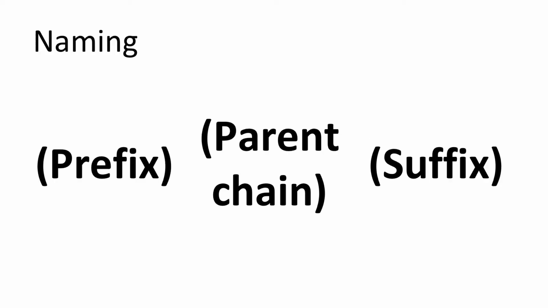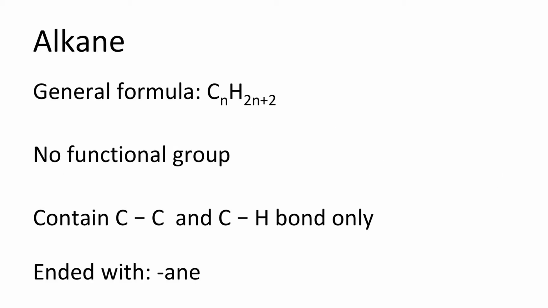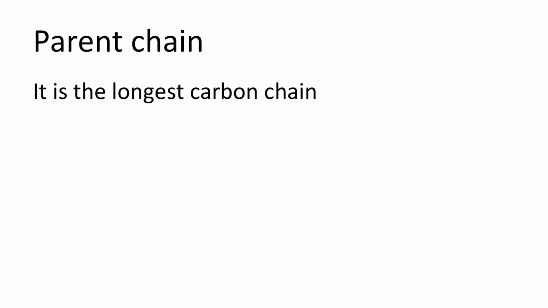Today we are going to study the naming of alkane. For the naming, it mainly contains three parts: prefix, parent string, and suffix. Take alkane as example. The general formula for alkane is CnH2n+2, and the characteristic is they contain no functional group. That means for this hydrocarbon, they contain only C-C single bond and C-H bond only, and we end up with ANE. For the parent string, this is the longest string that contains the functional group directly.